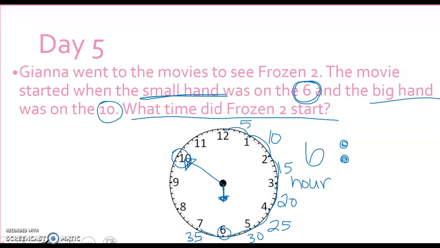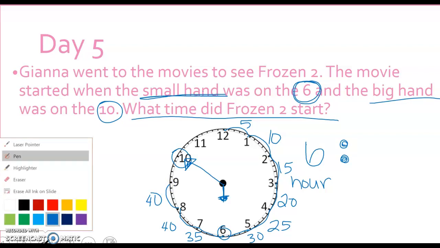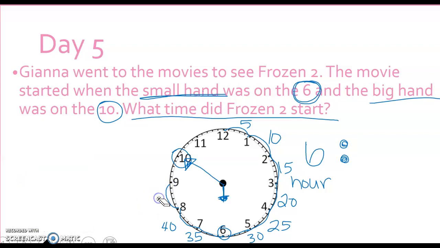Who wants to write for me? 7 to 8, another 5. 8 to 9, another 5. Oops. 5, not 0. So 8 to 9 is 45. And then 9 to 10 is another 5.